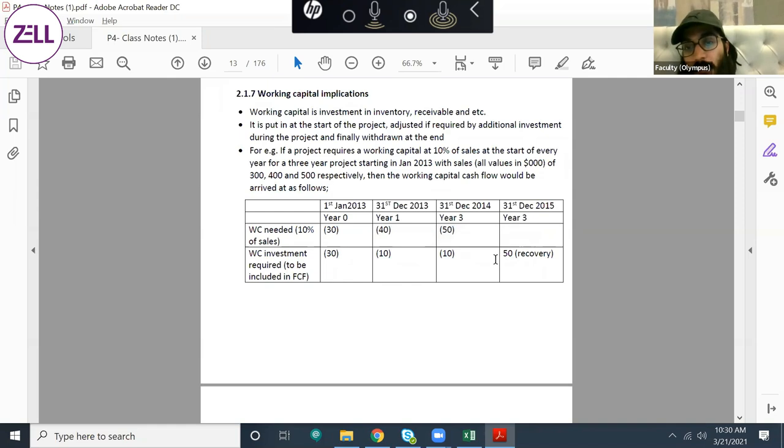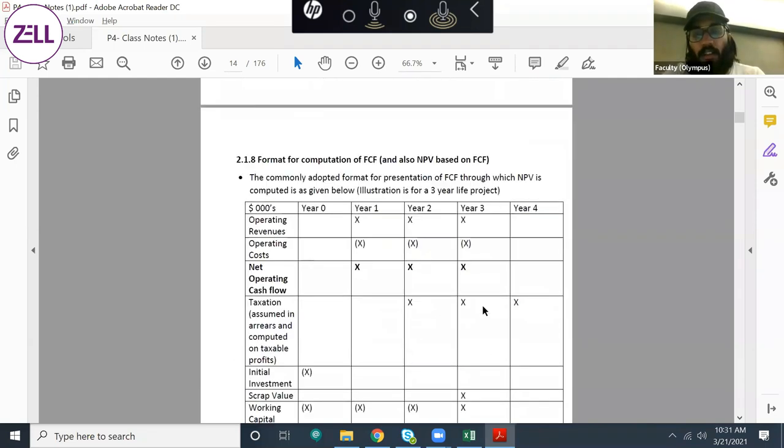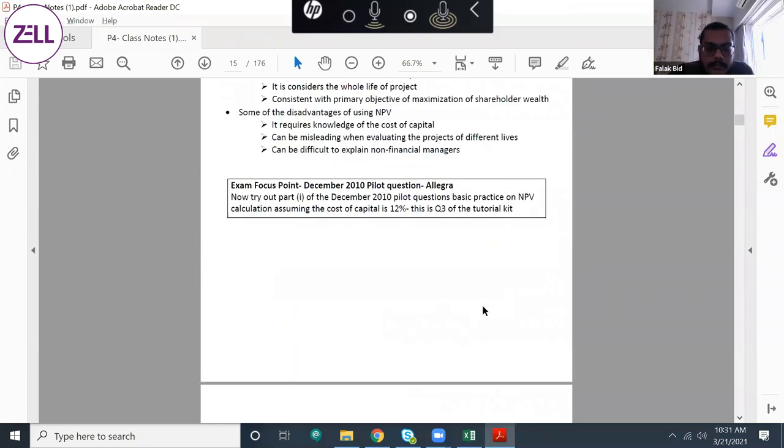And in the last year, when your business shuts down, or your project ends, let's say you're making a real estate building, once your project is completed, you get all the money from the customer and you give it to them. So typically in the last year, all your working capital comes back to you. Clear, everyone over here? Any doubts? Are you sure everyone is clear on this? Yes, sir.